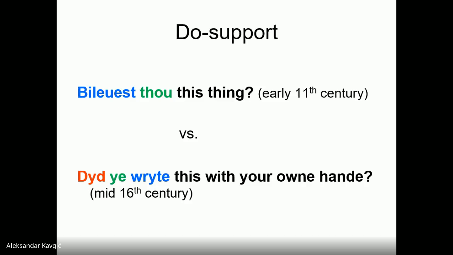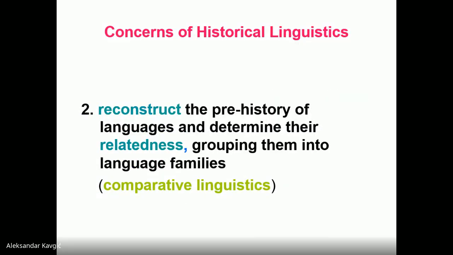Then there's another concern of historical linguistics that is now, let's say, not so hot as a topic. So we will only mention it, but we will not really do it. This concern is reconstructing the prehistory of languages and determining their relatedness, grouping languages into language families. The reason why we're not doing this is that if you go online, you will find dictionaries of reconstructed Proto-Indo-European language roots. And wherever you go, on Google, Bing, Yahoo, Baidu if you use Chinese websites, you will see family trees of all language families and languages in general.